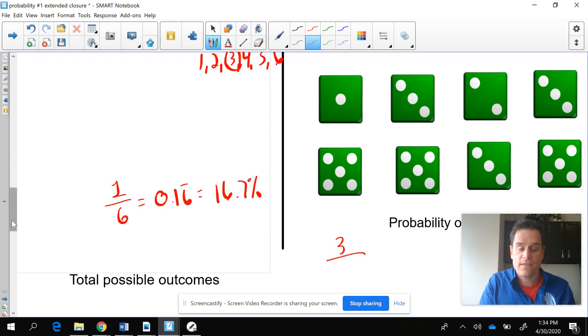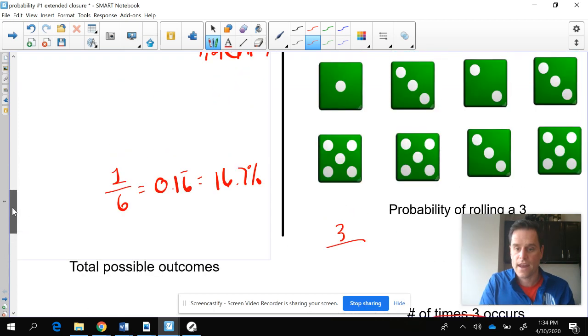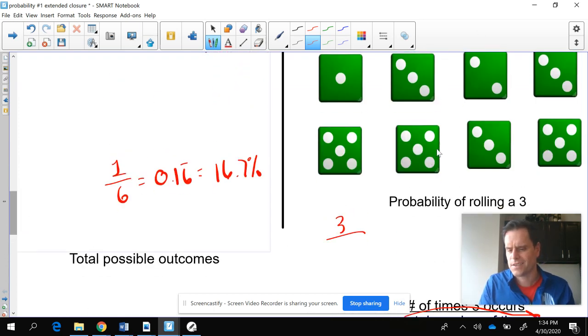This is the key. This is the most important part. The most important thing you have to remember today is that when we do the experiment, it's the total number of times that you do the experiment. And how many times did we roll the dice? And you should put 6. The probability here is 1/2, or 50%, or 0.5.